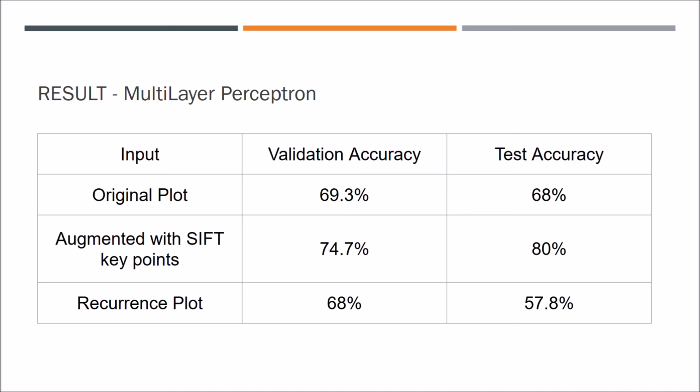For the multi-layer perceptron, you can see that we have achieved the best results on the plots augmented with shift key points. We achieved 8% accuracy on the test set, and the worst was on the recurrence plot, which achieved only 57.8.